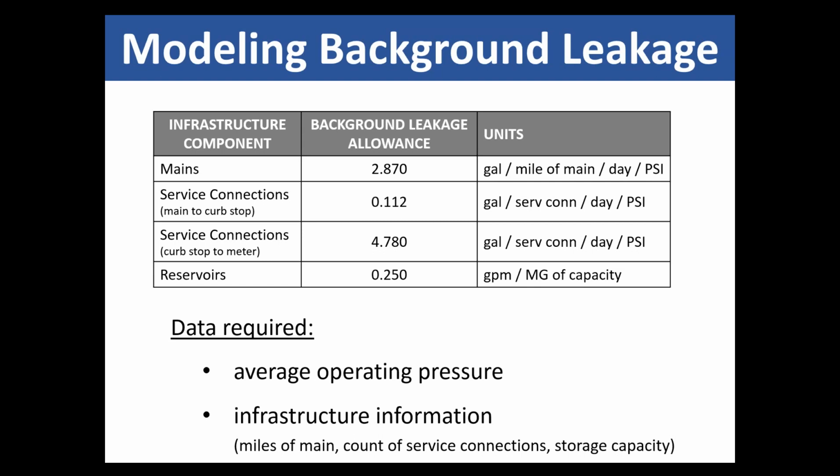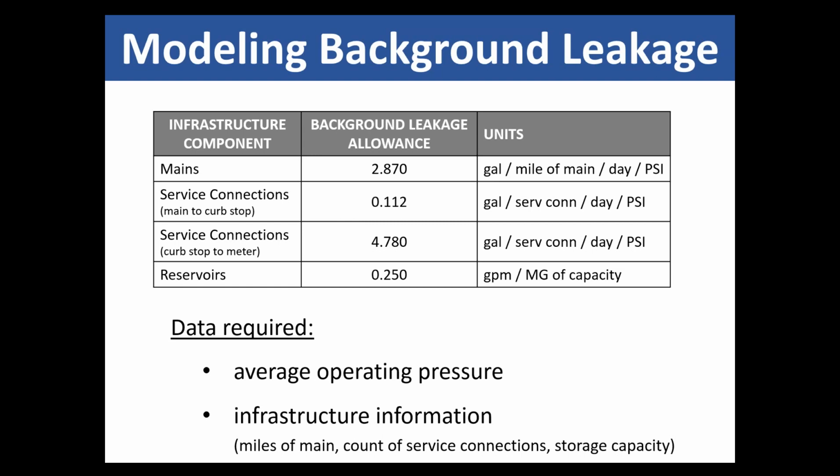So you can do this in a very complex and detailed way. You can assess background leakage for a system through field measurements, but obviously nobody really wants to go there unless for research purposes. So what we've done in this model is we have these technical allowances for background leakage, right? You see for mains, that's a technical allowance, for service connections and so on. And then just like with the unavoidable annual real losses, that's our technical minimum.